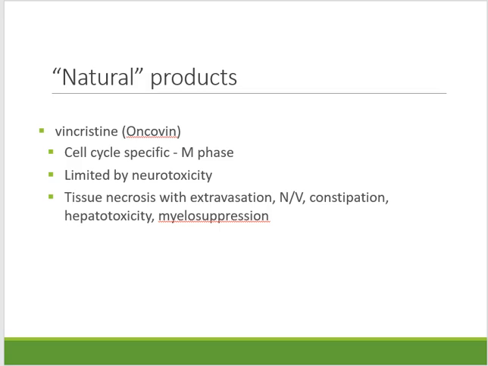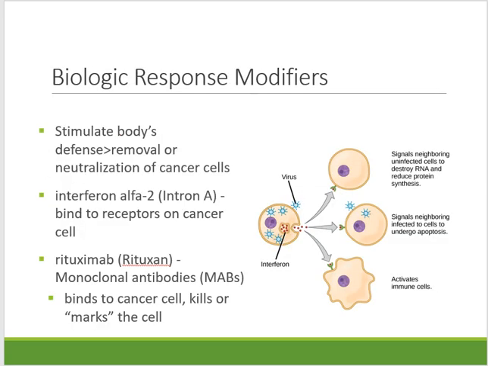Anyway, the last category is the biological response modifiers. These drugs are not directly cytotoxic, but what they're going to do is tell your immune system to get up and get working. It stimulates and enhances our immune system. One is interferon alpha 2 or Intron A.